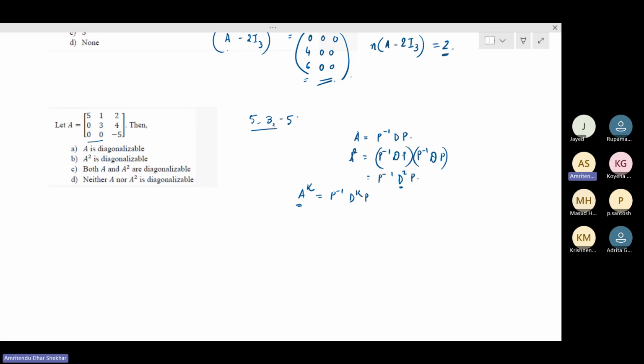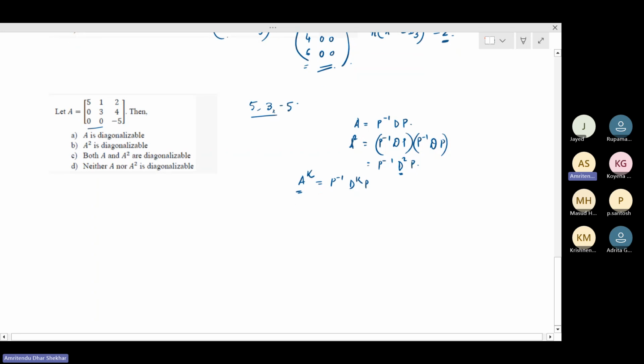What more can we say? Not just all powers of A are going to be diagonalizable. Let's just make a quick few observations. All powers of A are diagonalizable.